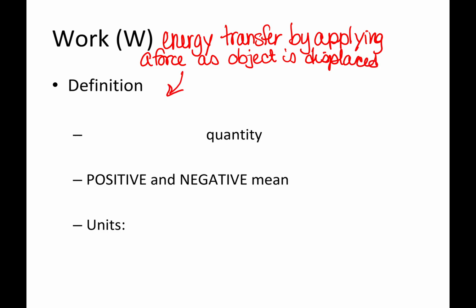Okay, that's our definition. All energy, so work included, is a scalar quantity. This basically means that if you have positive work, you have gained energy. If you have negative work, it means you have lost energy from the system. Its units, like all units of energy, are joules.